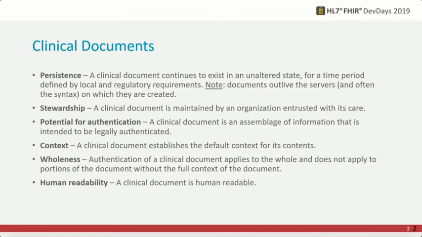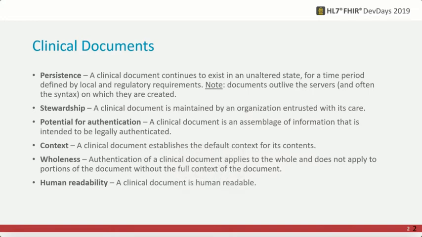First of all, clinical documents have this concept of persistence. They often have a legal retention period. So when you create a document, especially something that gets signed by a clinician, you're often required to keep it for a period of, say, maybe 7 years or so. So they're not something ephemeral that you just create and send from system to system and then they go away. They actually need to be persisted. If you're going to persist something, then there needs to be some organization that is charged with that persistence, with holding onto a copy of it. That's often called the steward or custodian of that document. So that's where that concept of stewardship comes in.